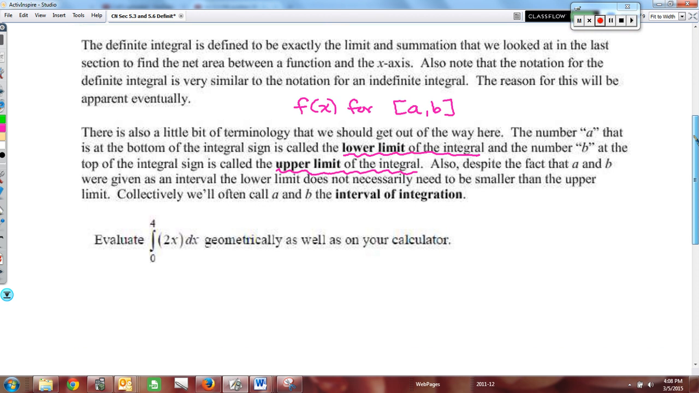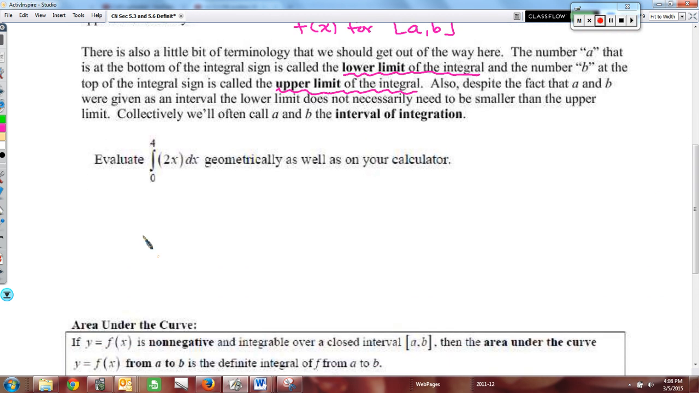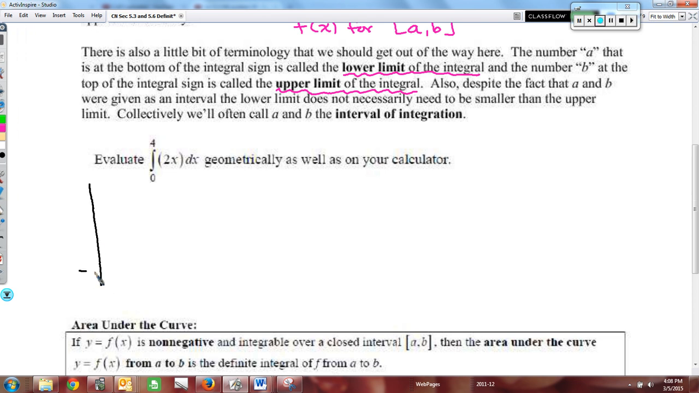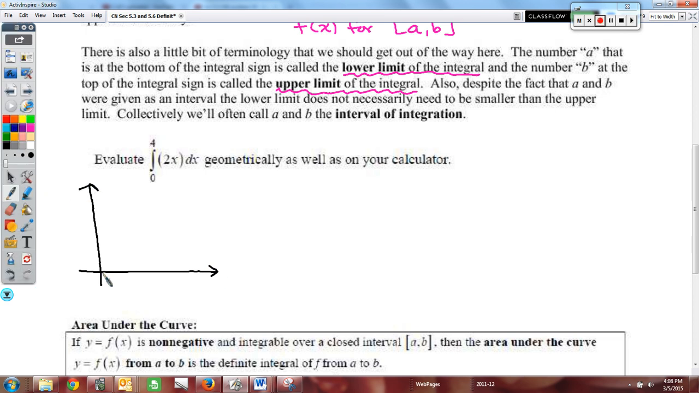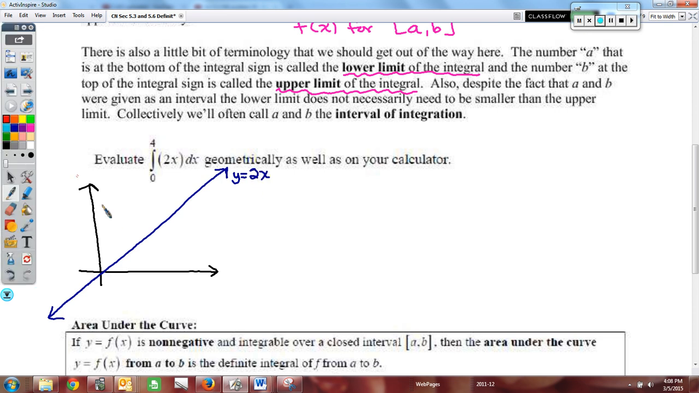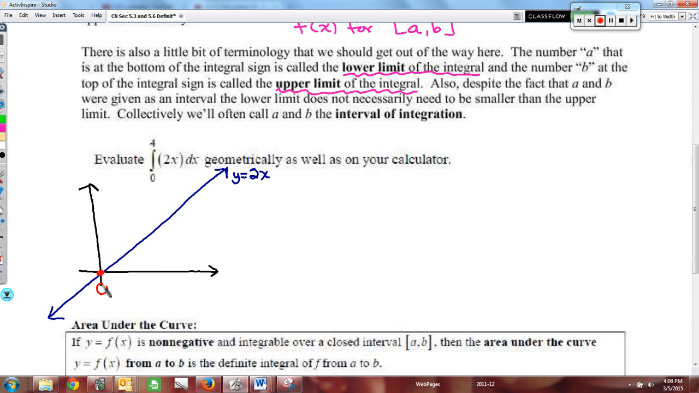Now, taking a look at this first example, I want to evaluate the definite integral from 0 to 4 of 2x dx. Looking at this, the first thing I would do is sketch a picture. I'm looking at a function f of x, a nice easy function, a straight line with a slope of 2. But I'm only interested in this function f of x on the interval from 0 to 4. So let's denote 0, and I'm going to come over here and denote 4.